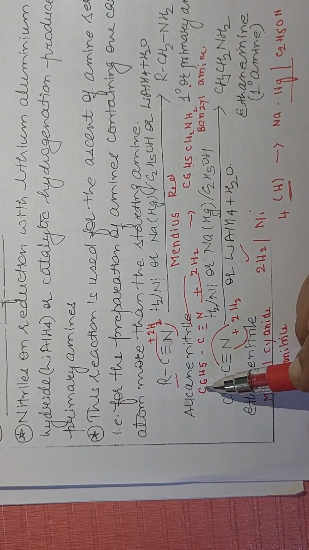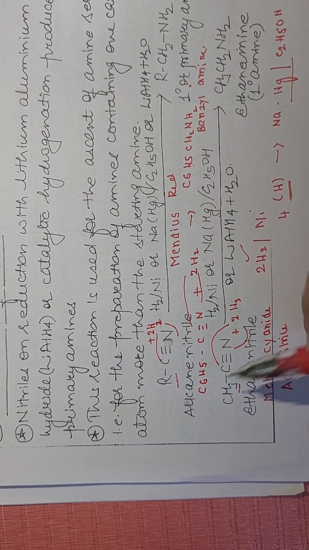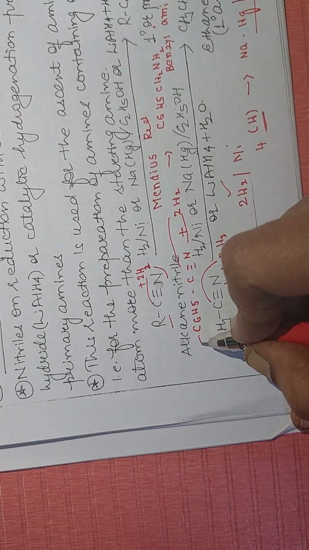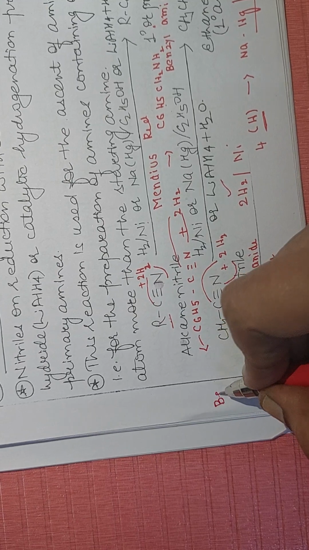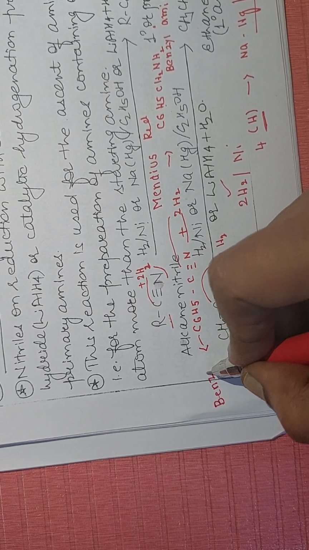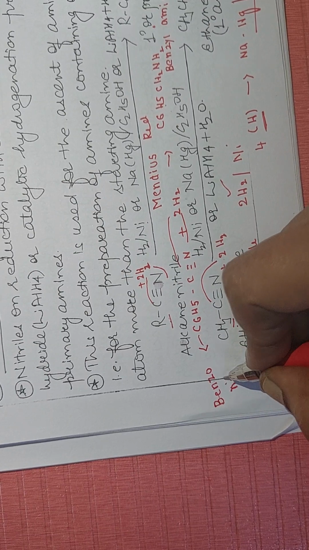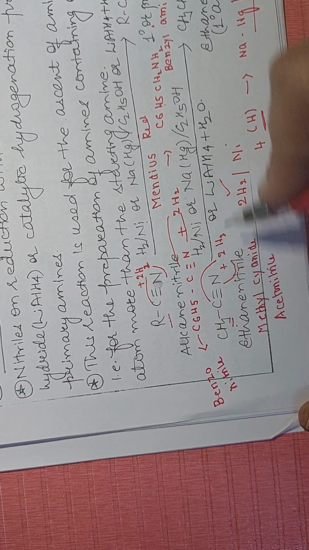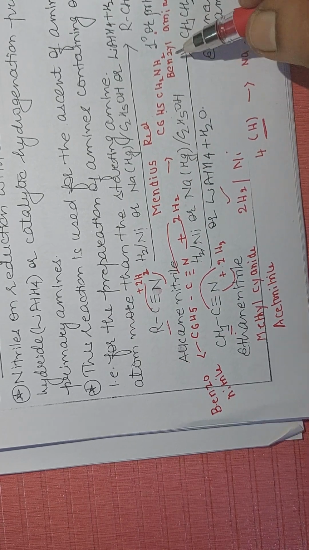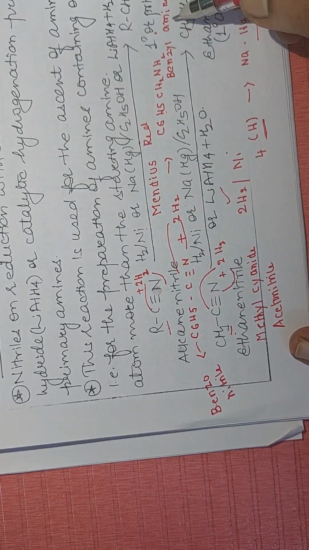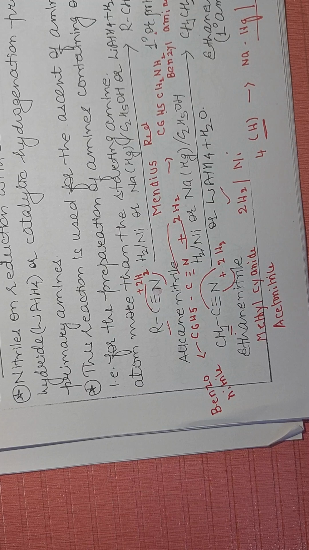This is aliphatic, and this is aromatic. This is called benzonitrile. This is C6H5CN, benzonitrile or phenyl cyanide. With two hydrogens, one to carbon, one to nitrogen, you will get benzylamine. Benzylamine. These are the methods of preparation of amines.